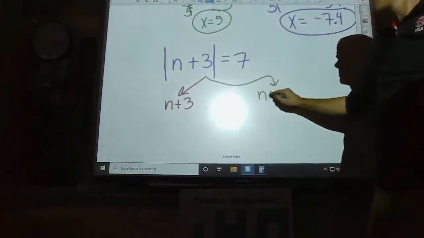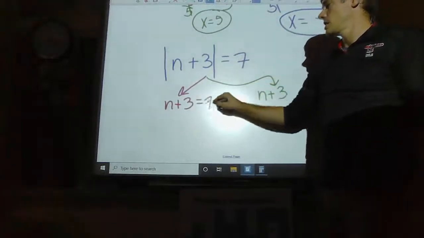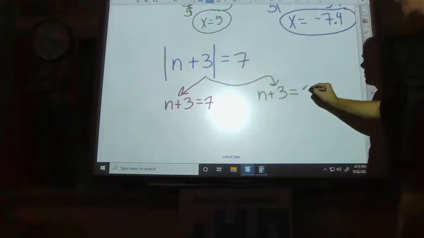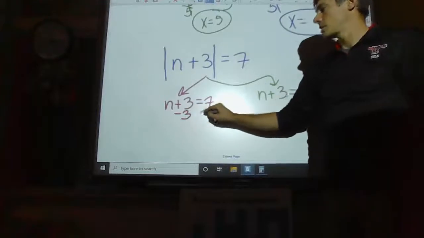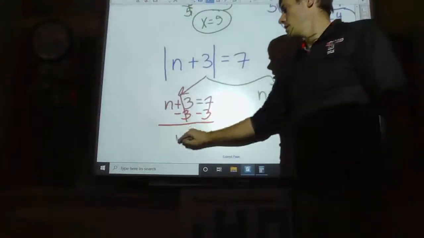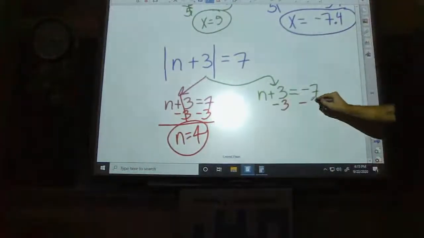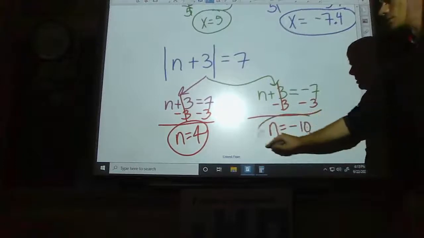Once over here, one time I'm going to make it equal positive 7. And the other time I'm going to make it equal negative, whatever this is, in this case 7. And then you can just work out each one. Subtract 3 on both sides, and you get n equals 4. On this one, you subtract 3 on both sides. You get n equals negative 10.